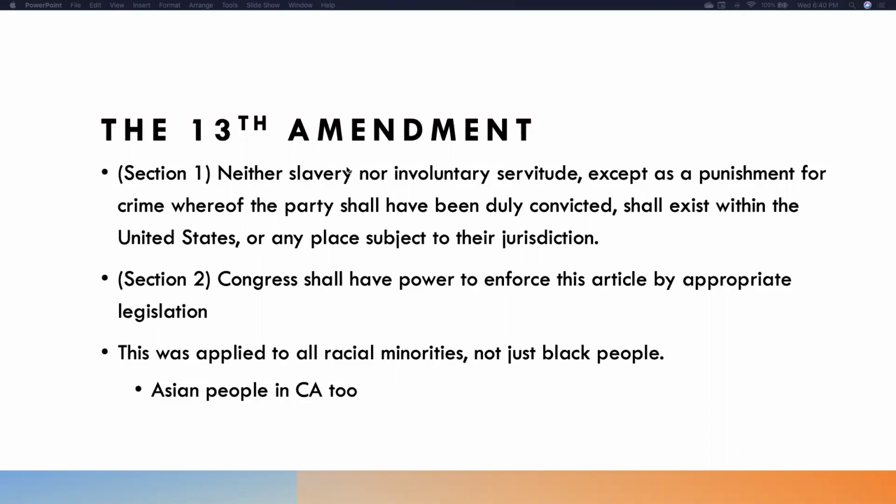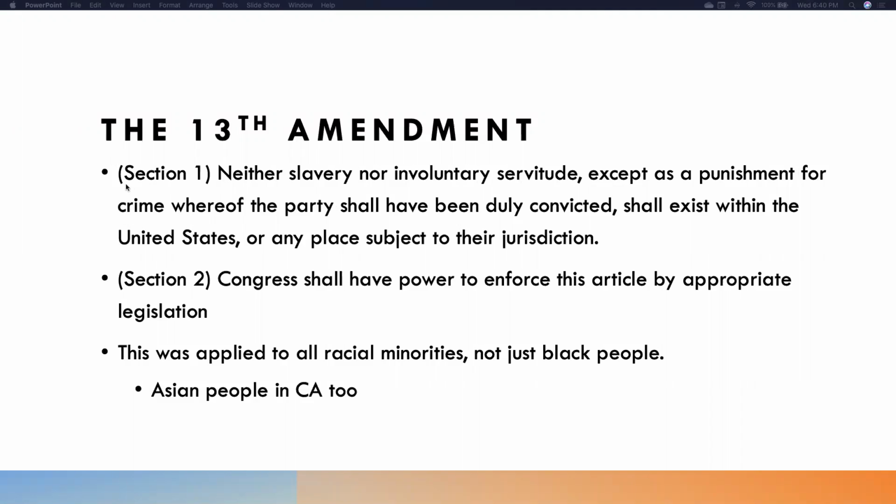Neither slavery nor involuntary servitude, except as a punishment for a crime whereof the party shall have been duly convicted, shall exist within the United States, or any place subject to their jurisdiction. All right, so that's the first section. Now, the second section reads, Congress shall have power to enforce this article by appropriate legislation.